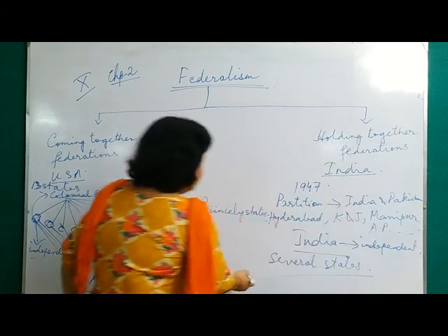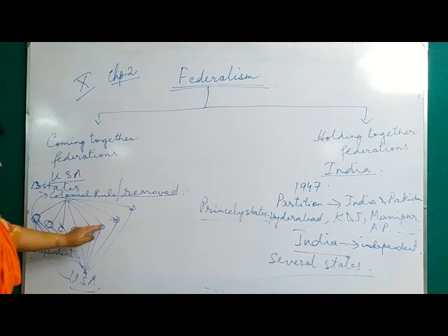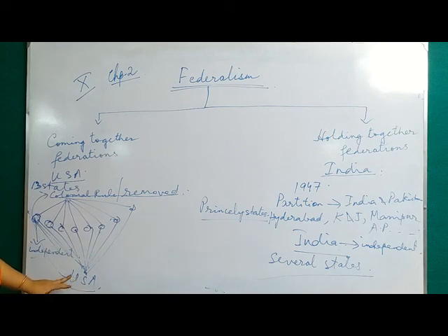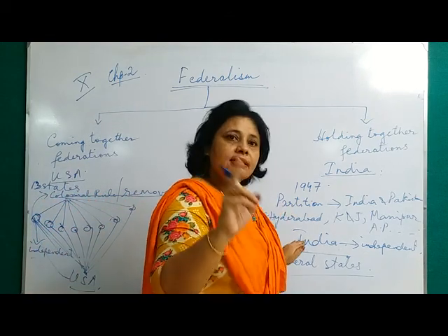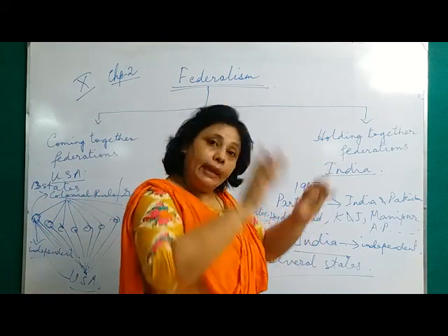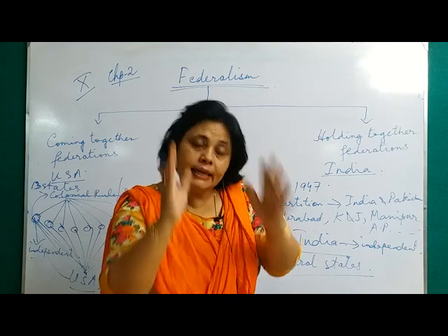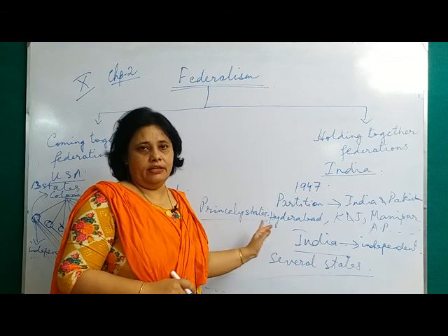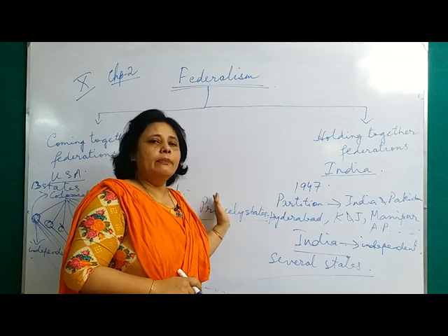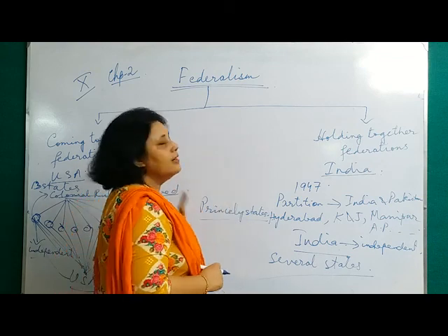So here the difference is that the states which had formed USA were already independent and they had one common objective. But when India was formed, the states were not independent. They came together and they formed one independent nation which is known as India. That means holding together federation. So with this, we come to the end of the chapter on federalism.